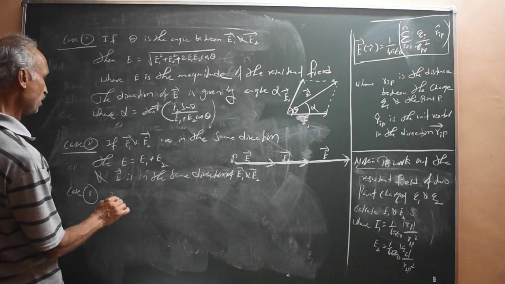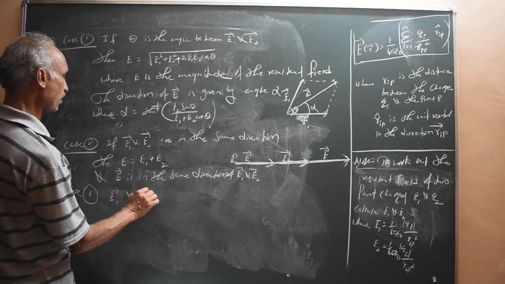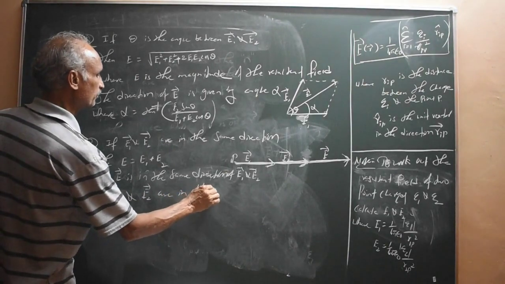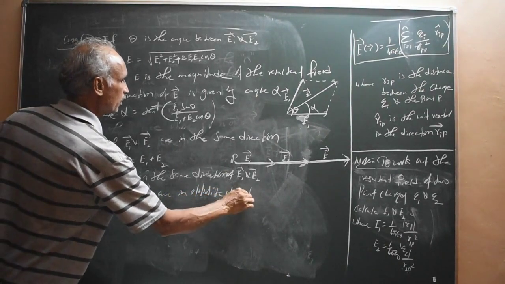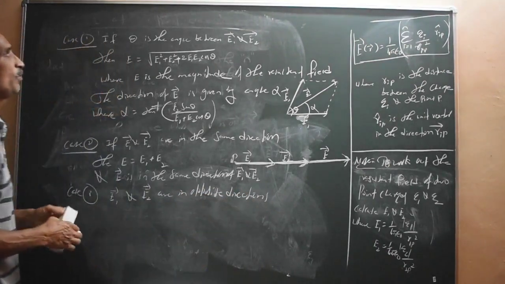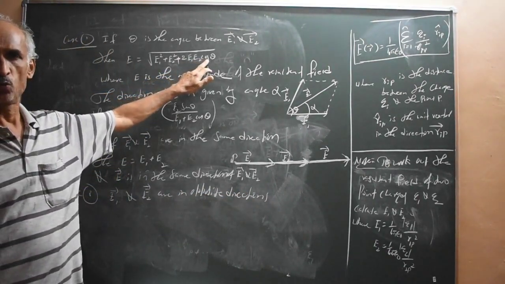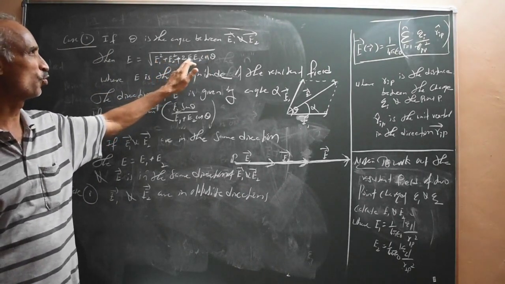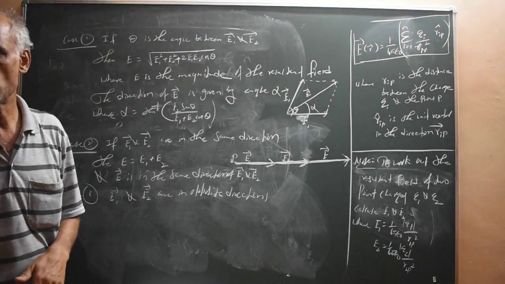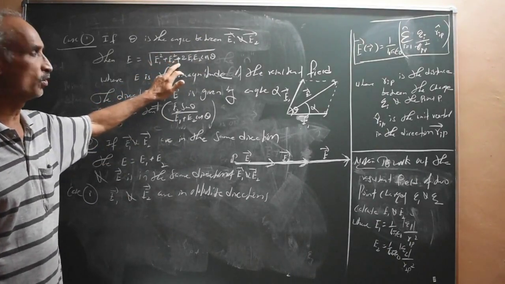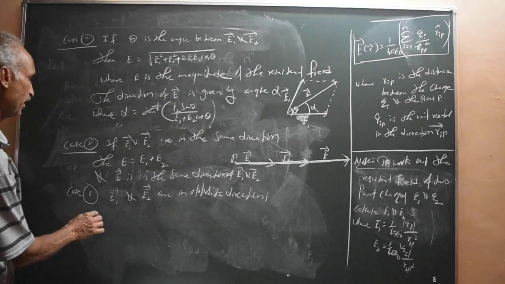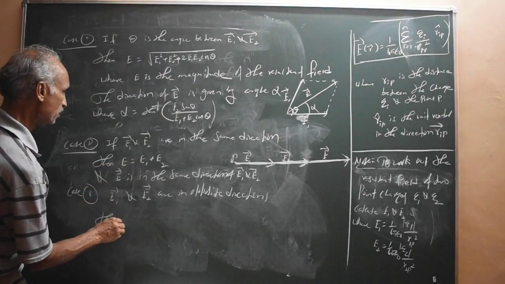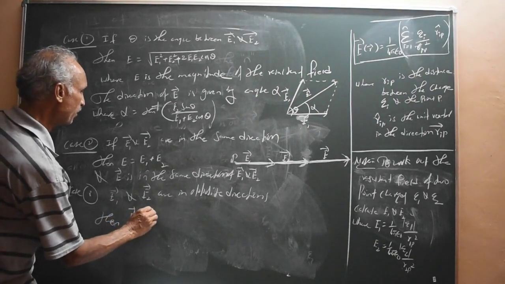If E1 bar and E2 bar are in opposite directions, then theta will be 180, and cos 180 is equal to minus 1. Therefore, E1 square plus E2 square minus 2 times E1 E2 is E1 minus E2 the whole square. Square root of E1 minus E2 the whole square is E1 minus E2. Then E is equal to E1 minus E2.